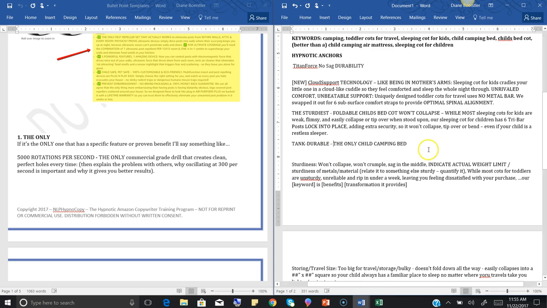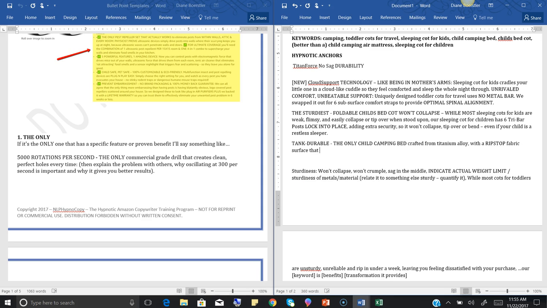The only child camping bed guaranteed, crafted from titanium alloy and rip beam alloy with a ripstop. This actually sounds like a really good product. I'm going to go make one of these. Just kidding. With a ripstop fabric surface that holds up to however many pounds. Let's say 65 pounds.